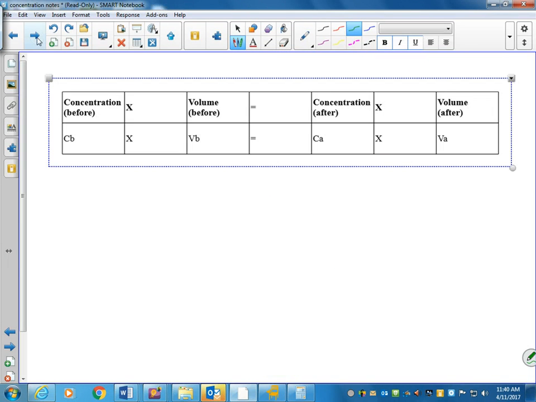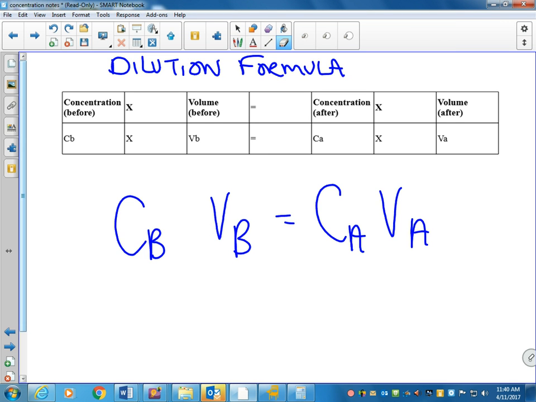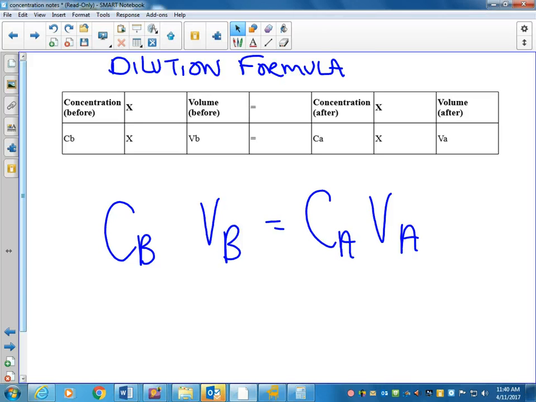Okay? So there's one more formula. This is the dilution formula. We should actually write dilution formula on top of it. The concentration before times the volume before is equal to the concentration after times the volume after. I usually don't even put an x in there, because we know from math class that if they're written right next to each other, that means multiply, right?